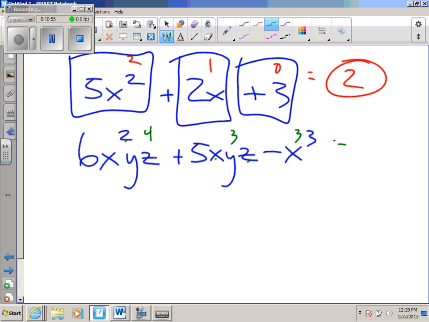What degree was our greatest one? 4. How many x's? 2. How many y's? How many z's? 2 plus 1 plus 1, 4. That monomial is to the 4th degree.